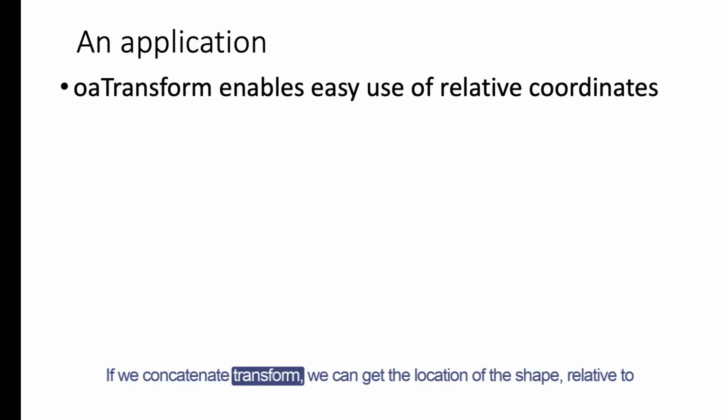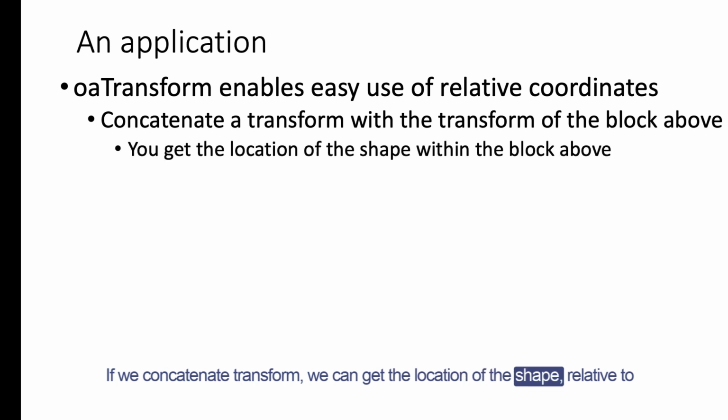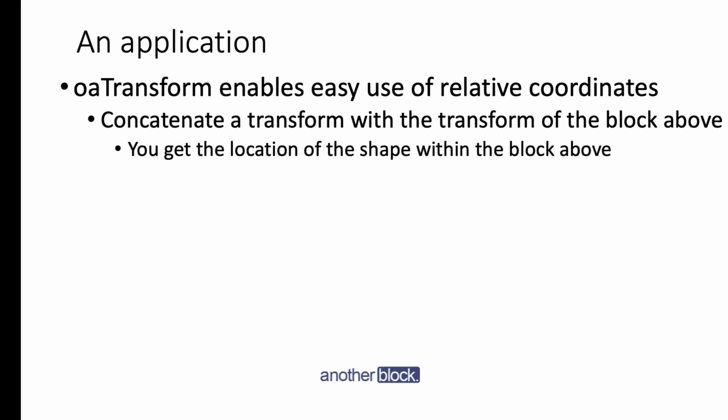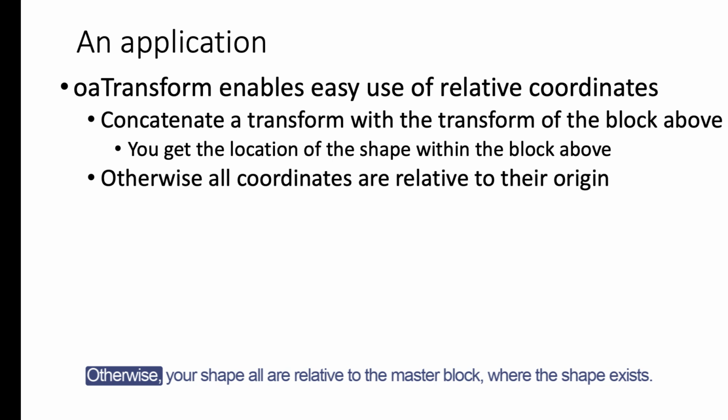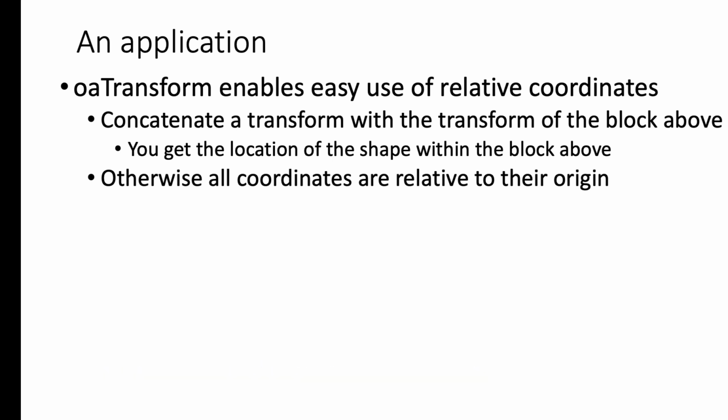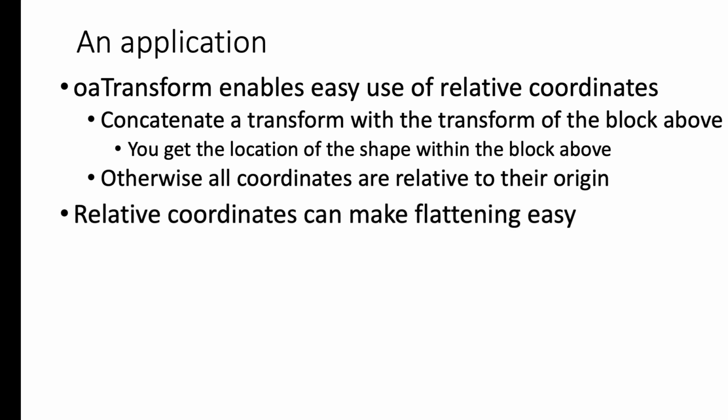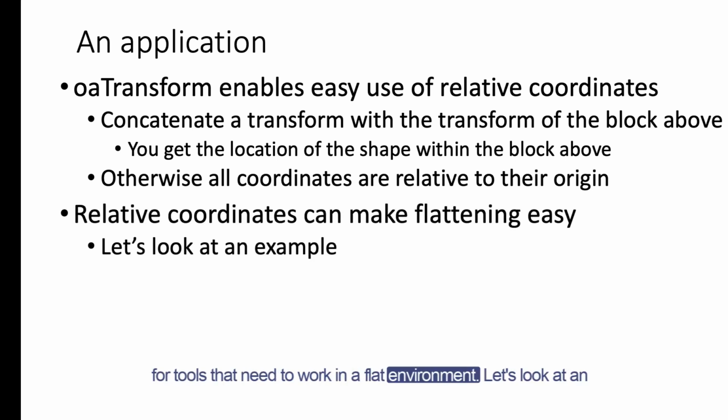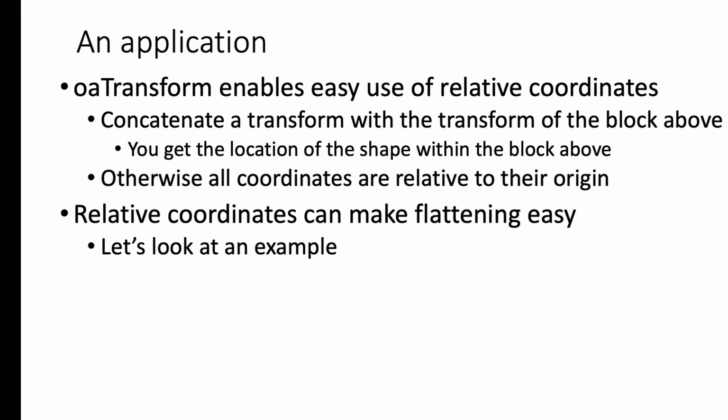If we concatenate transforms, we can get the location of a shape relative to another block. Otherwise, your shapes all are relative to the master block where the shape exists. This has application for tools that need to work in a flat environment. Let's look at an example.